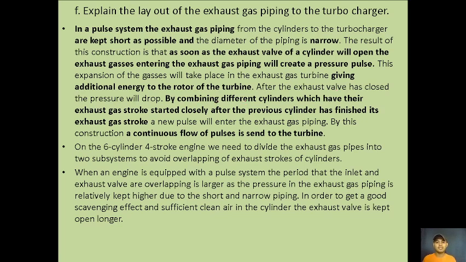By combining different cylinders which have their exhaust gas stroke started closely after the previous cylinder has finished its exhaust gas stroke, a new pulse will enter the exhaust gas piping. By this construction, a continuous flow of pulses is sent to the turbine. So on the six-cylinder four-stroke engine, we divide the exhaust gas pipe into two subsystems to avoid overlapping of exhaust strokes of cylinders. When an engine is equipped with a pulse system, the period that the inlet and exhaust valves are overlapping is larger, as the pressure in the exhaust gas piping is relatively kept higher due to the short and narrow piping. So in order to get a good scavenging effect and sufficient clean air in the cylinder, the exhaust valve is kept open longer also.